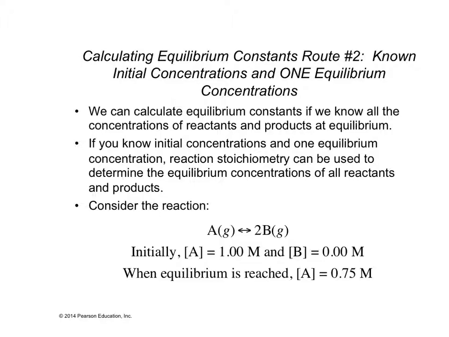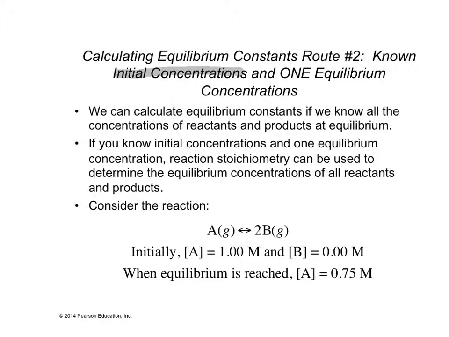Okay, so again, that was the easy way to do this. Now we're going to go through the hard way. The harder way is that you would be given all of the initial concentrations. For a reaction, you would be able to control how much you put of everything in initially. So you know all initial concentrations.